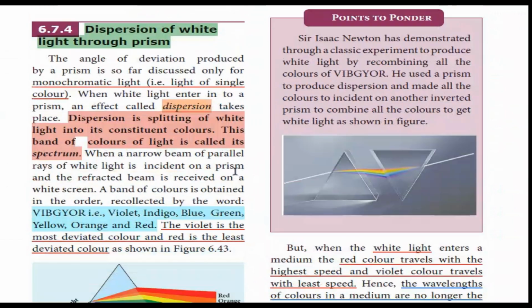Next we will study about the dispersion of white light through a prism. The angle of deviation produced by a prism is so far discussed only for monochromatic light. What is a monochromatic light? That is light of single color.